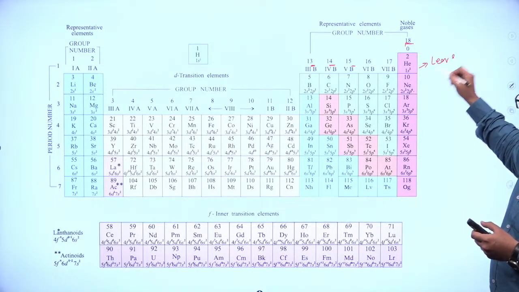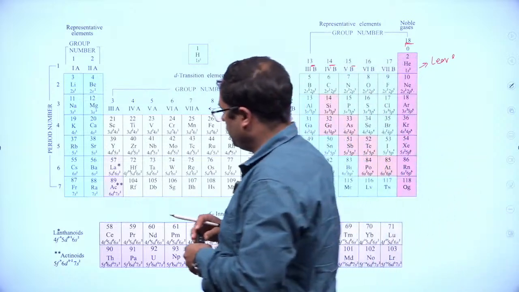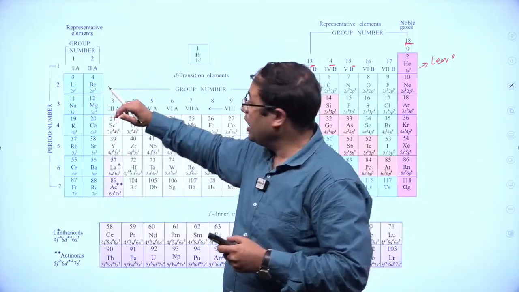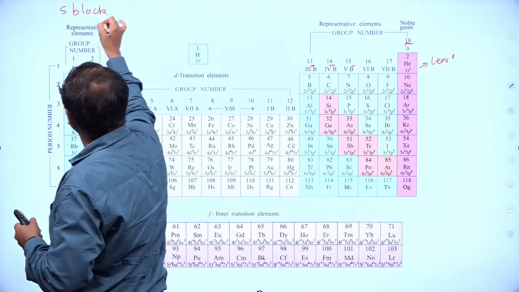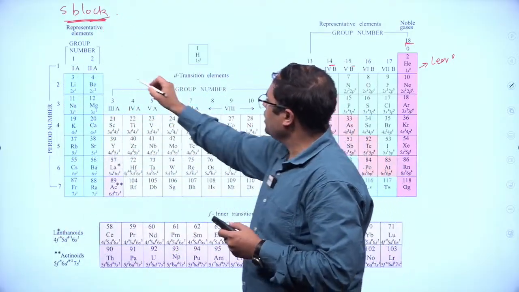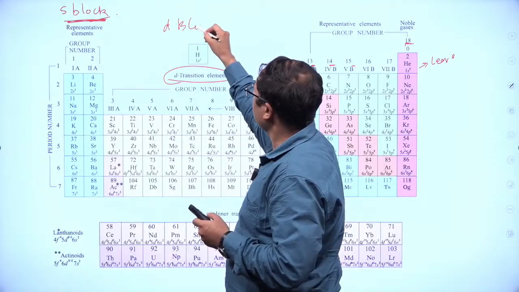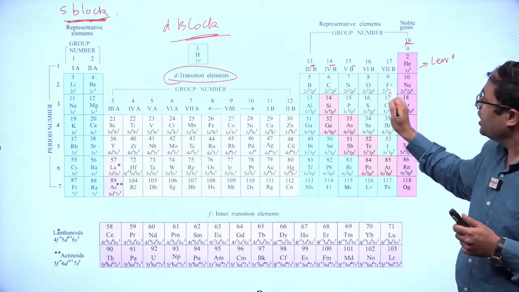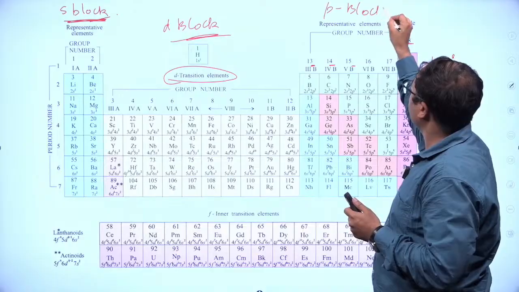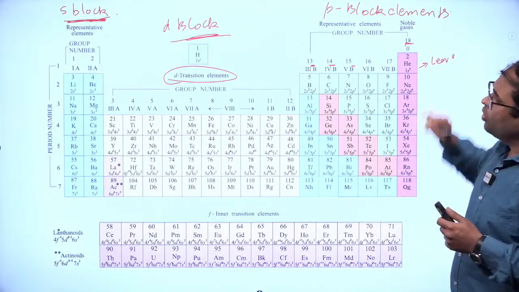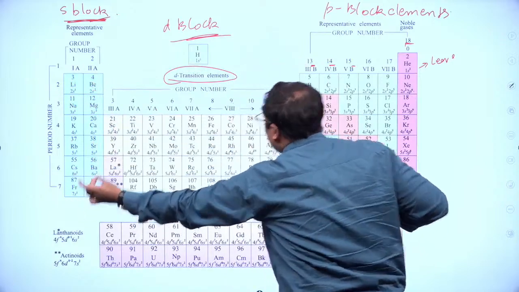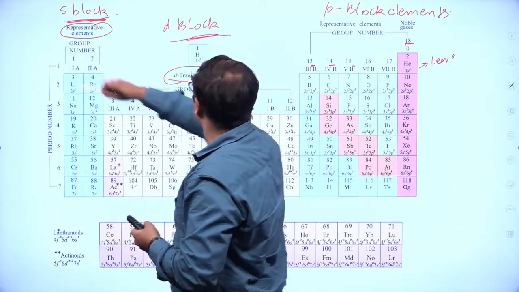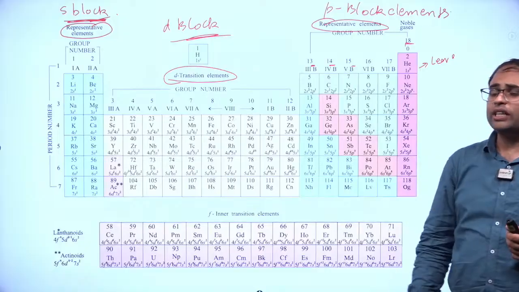Leave this 8, right? Going down. So groups in which the last electron enters the S subshell, these are called the S block elements. Where the D electron is filled, it is called the D block elements. And where the P electron as you move forward is added to the P subshell, these are called the P block elements. These S block elements, these P block elements together are called representative elements.